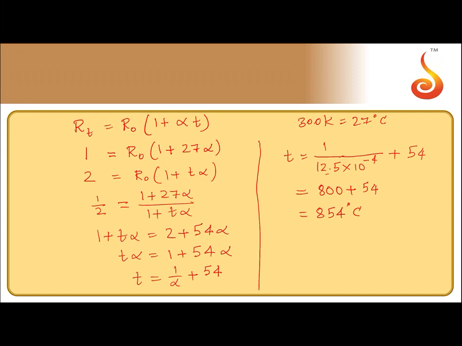So this option is not there, they have given it in Kelvin, convert it to Kelvin. So 854 plus 273 Kelvin, that is 1127 Kelvin. That is option D.